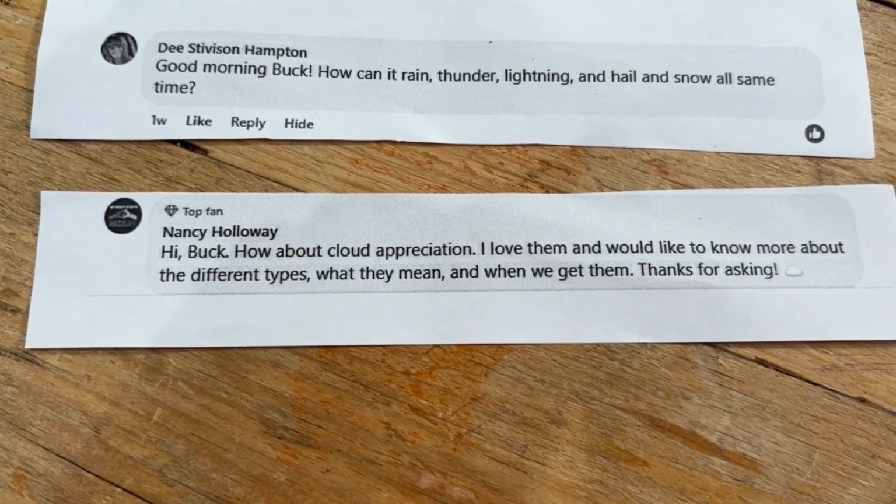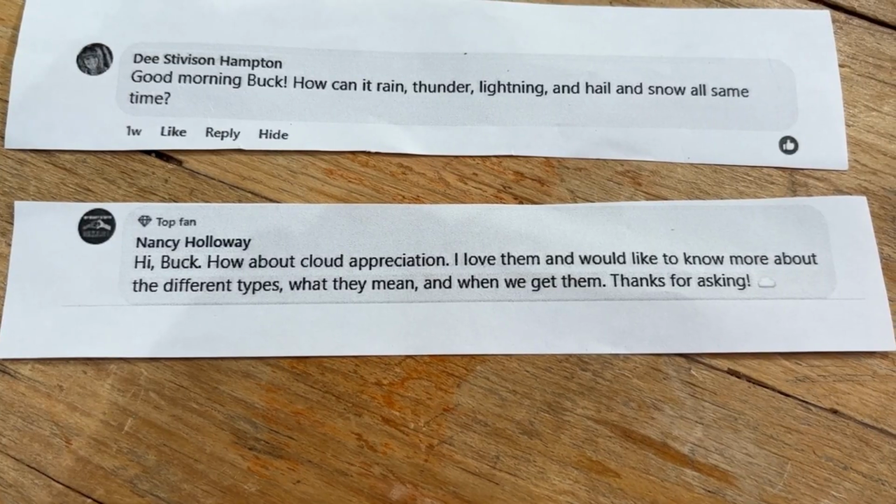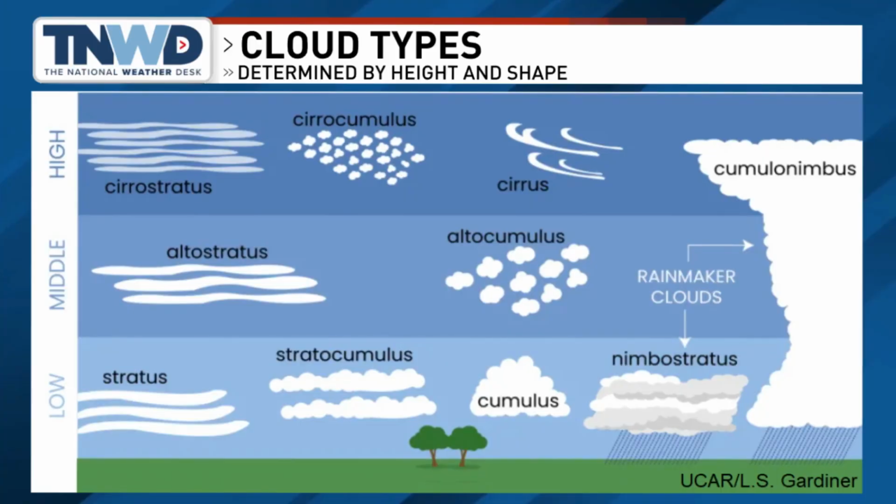So Nancy asking the final question here, how about a cloud appreciation post? Love that. So clouds are named based off of their shape and also how high in the atmosphere they are. Cirrus clouds or cirrocumulus clouds are way high up in the atmosphere, alto's the middle layer, and then everything else is closer to the surface. Stratus clouds are gray clouds, cumulus are puffy clouds, and nimbus clouds are ones that produce rain or snow. So cumulonimbus, the bubbling thunderstorm clouds, brings us the rain.